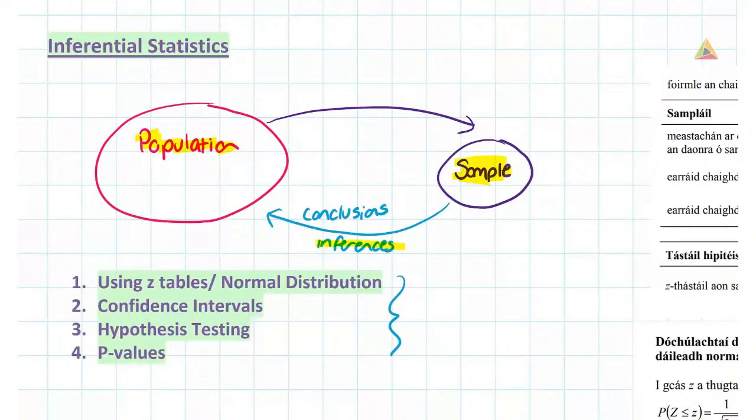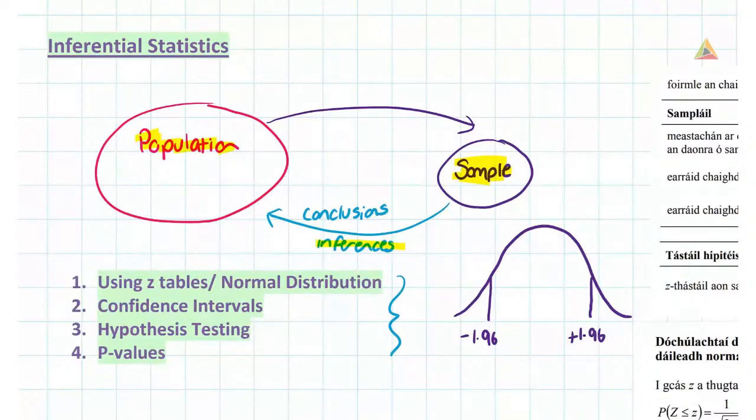You'll notice down here, I've very briefly gone through the main things that we need to be able to do in inferential statistics. That first one is our normal distribution and using our Z tables. We'll have a look at the Z tables in a second, but you'll be familiar with this normal curve from your studies of inferential statistics. And you should also be quite familiar with these critical values, minus 1.96 and plus 1.96, which we'll see in a couple of the exam questions in a second.